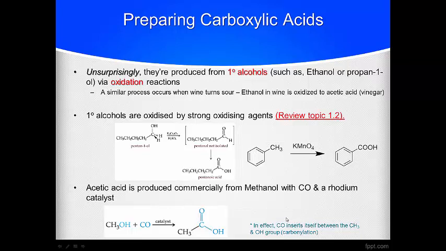Okay, so acetic acid is produced commercially, so on large scales. It's more economical to form your acetic acid from methanol and carbon monoxide with a rhodium catalyst. So in industry it's done a little bit differently.